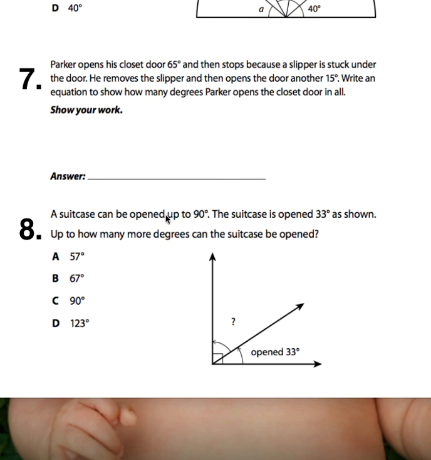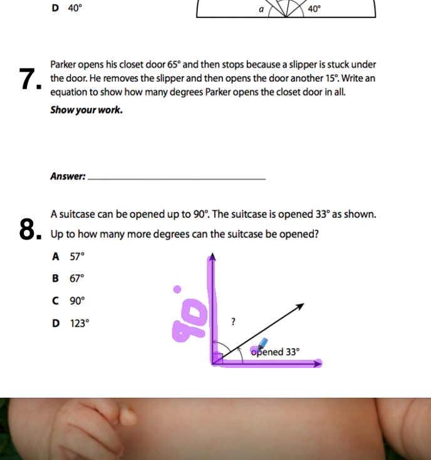A suitcase can be opened up to 90 degrees. The suitcase is opened 33 degrees as shown. Up to how many more degrees can the suitcase be opened? All right, so they've given you how much the suitcase can be opened up in total. They're telling you right here, 90 degrees. They've got the little square there. So we know that 90 degrees is how much the suitcase can open in all.